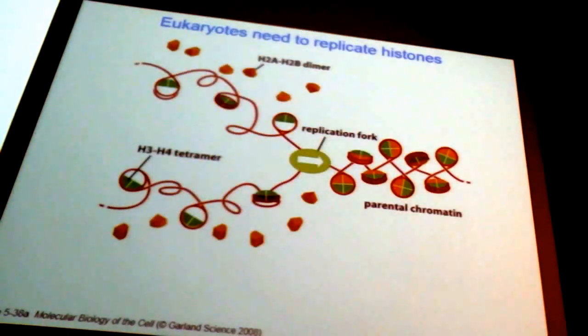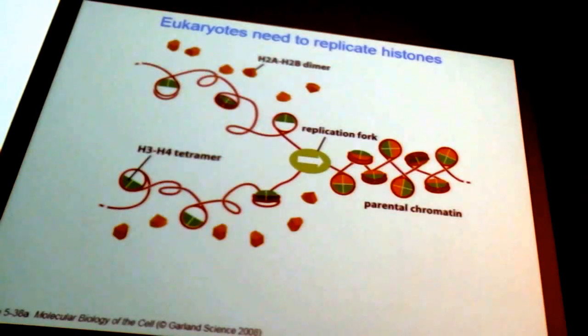The second problem with eukaryotes replicating is that they have histones. First of all, the origins are really complex. Secondly, they have histones, so at the end of replication, the histones also need to be changed.